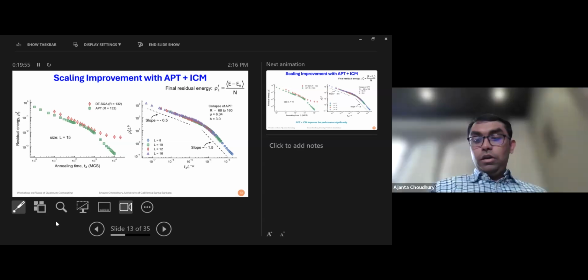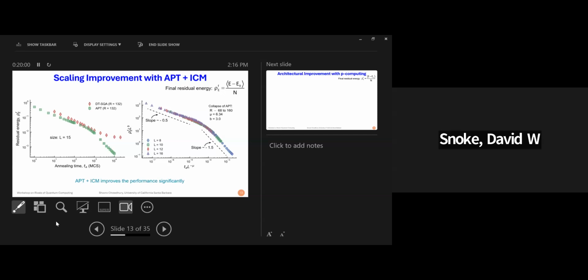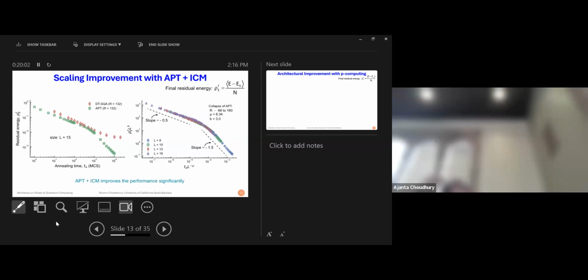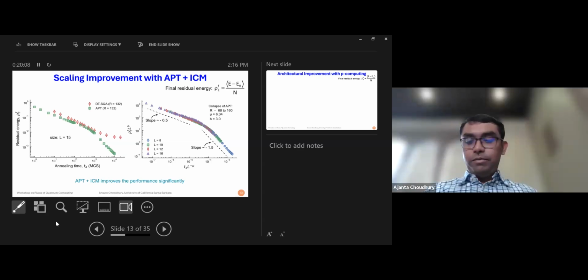So this tells you that if you use the state-of-the-art classical algorithm, you can go beyond what the annealing-based algorithms can do and improve the performance significantly.